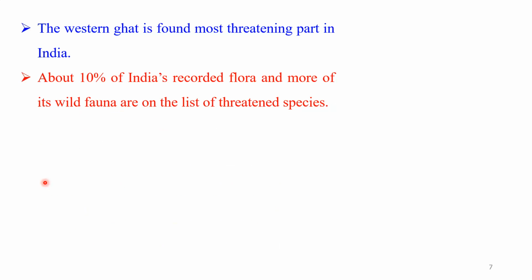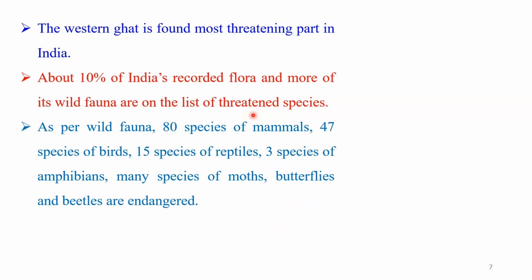About 10% of the recorded flora and more than that of the wild fauna are found in the listed threatened species that we have in India. As per the wild fauna, 80 species of mammals, 47 species of birds, 15 species of reptiles, 3 species of amphibians, and many species of butterflies and beetles are indigenous.